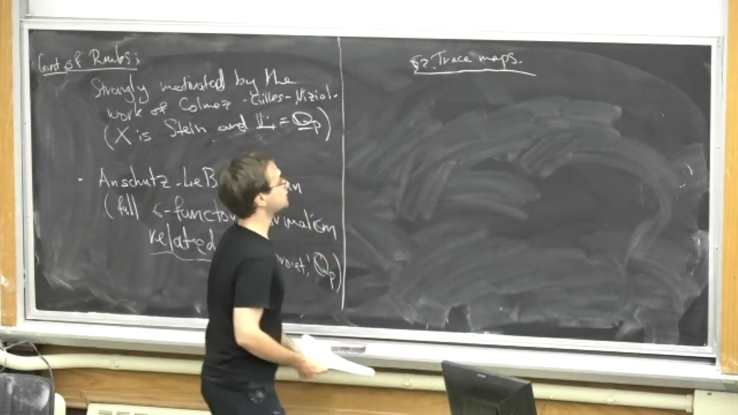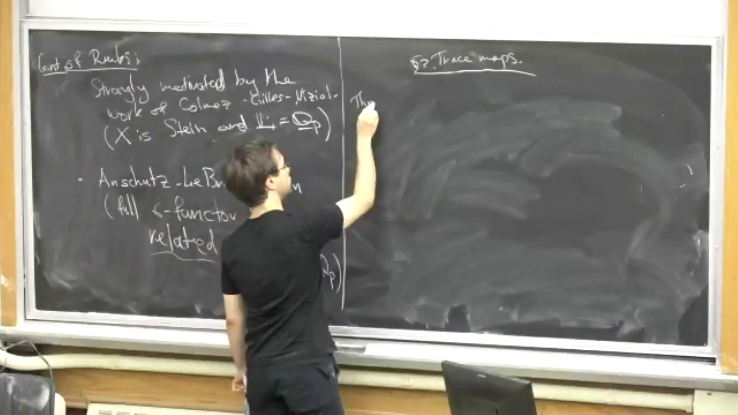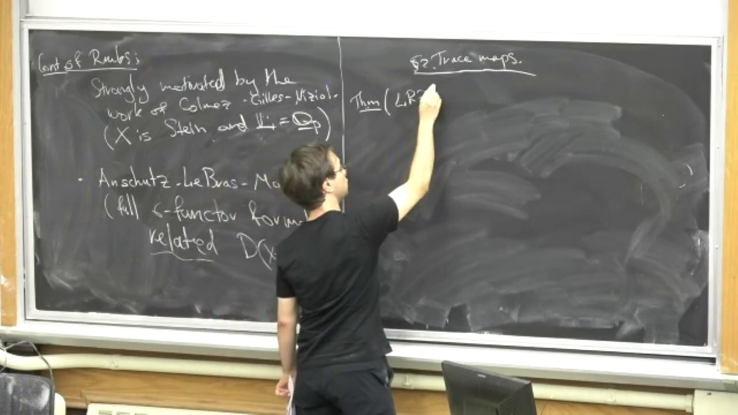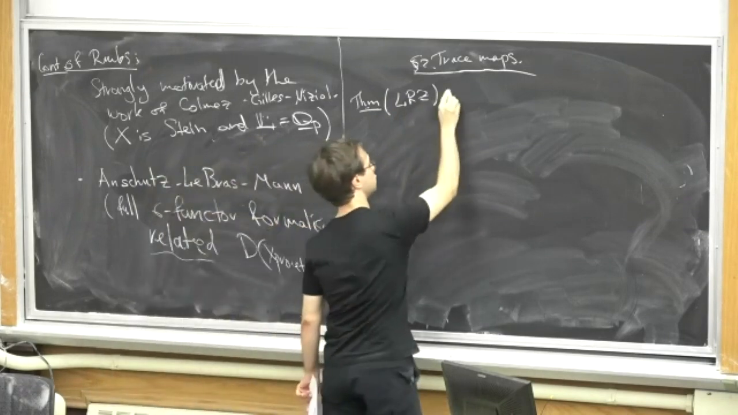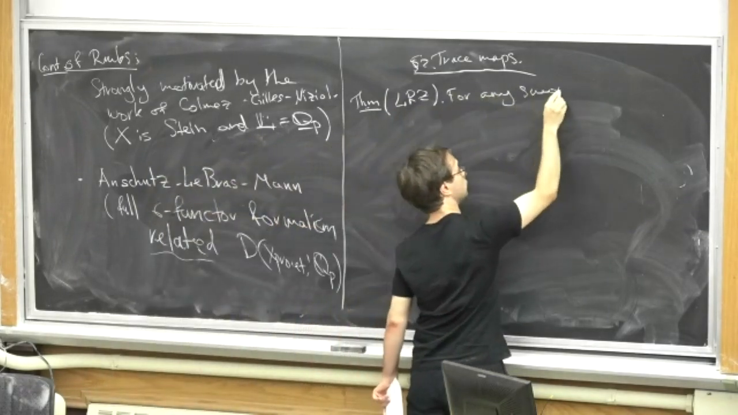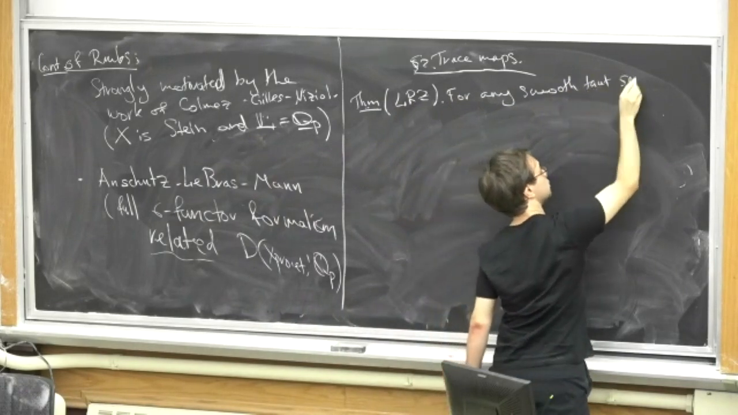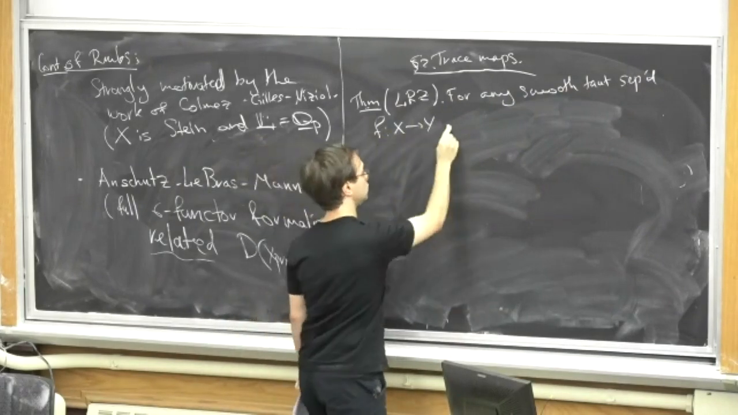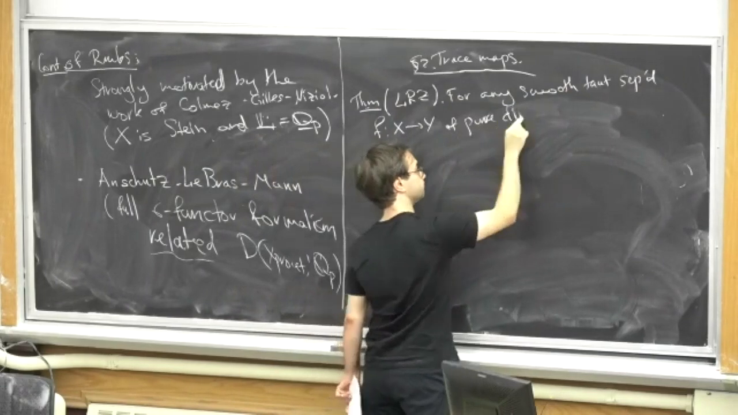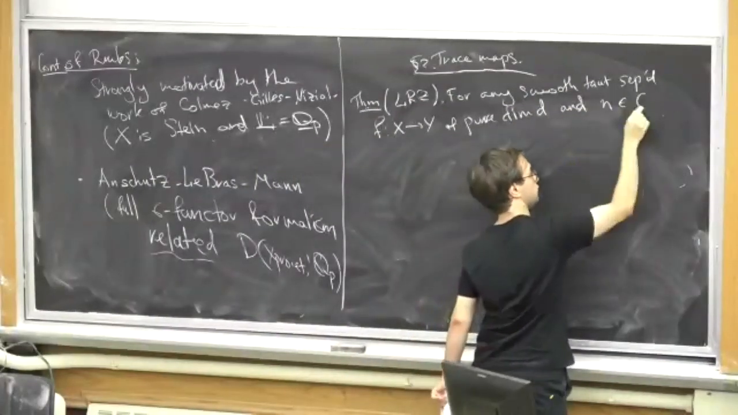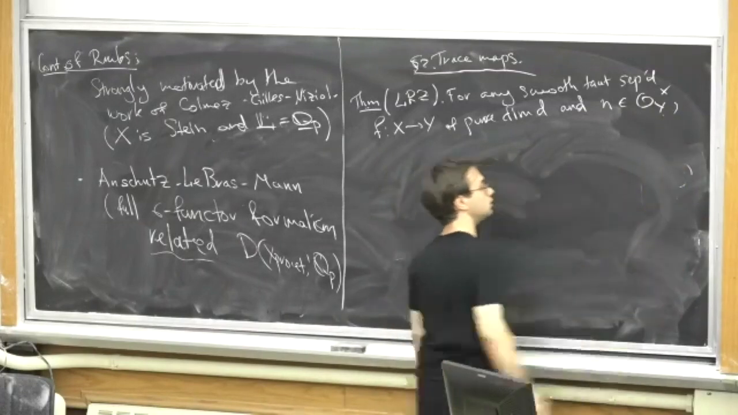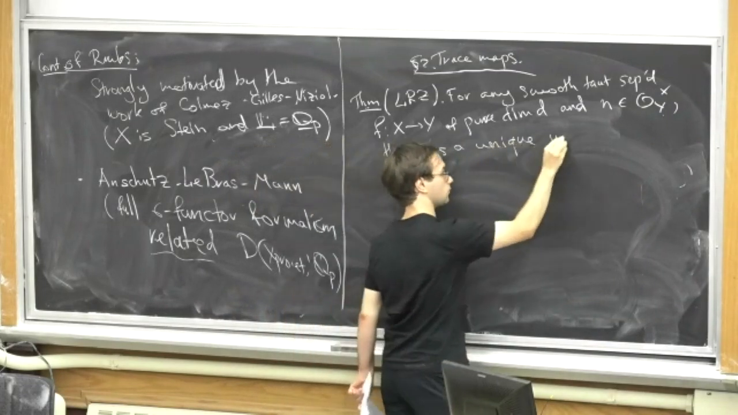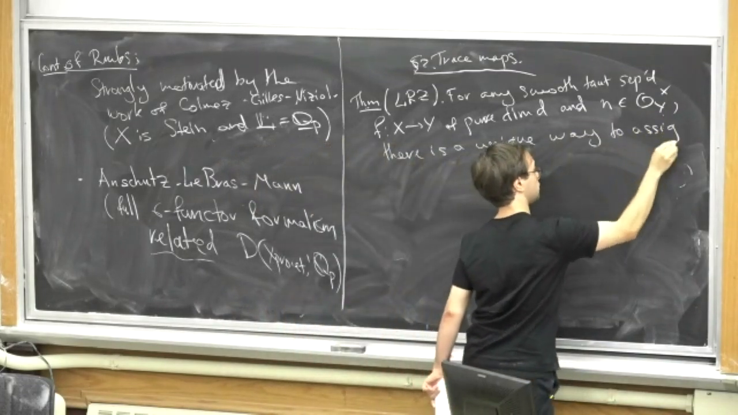So first of all, I want to discuss trace maps. Here is a theorem, which I mentioned in the first part. For any smooth, partially proper, separated map f from X to Y of dimension d, and invertible Y, there is a unique way to assign a trace map.